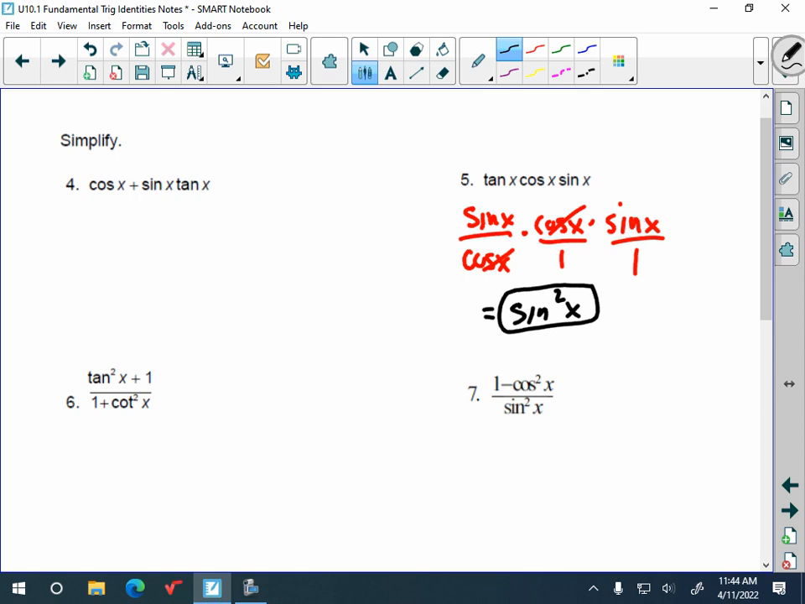Remember when you have a square like sine squared x, don't put the square on the x. Okay, put it in between. All right, let's go down and do number 7.